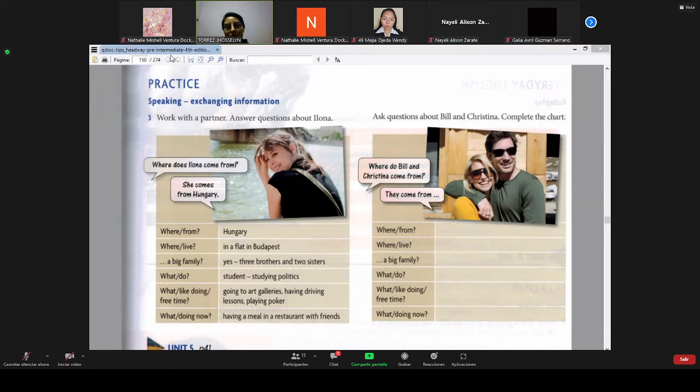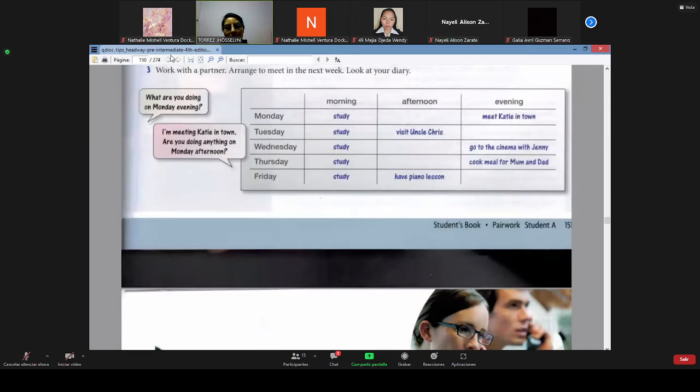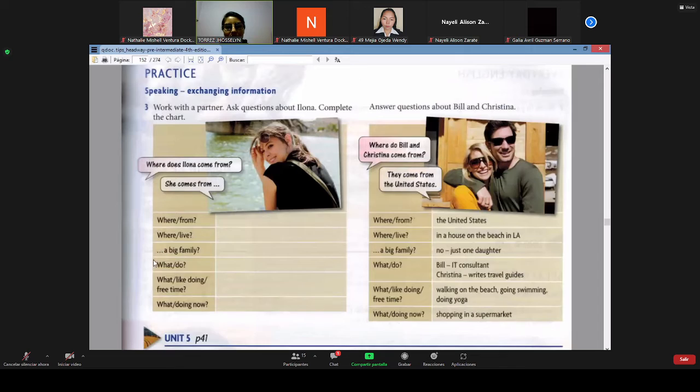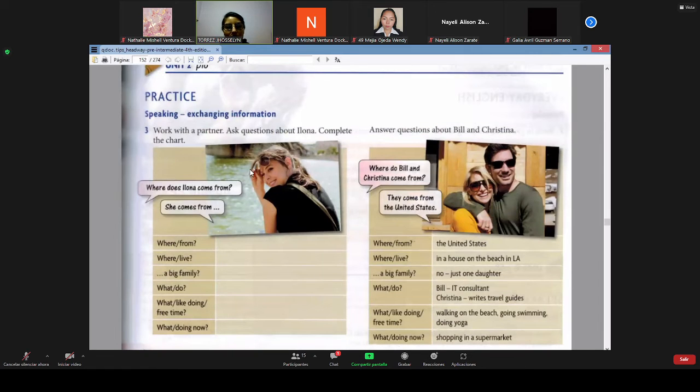Entonces vamos trabajando en conjunto. Please, group B, the same, right? You have to ask questions and find information about Ilona. So the same activity, you have to write your questions. Think, what kind of questions do you have to use here, right?